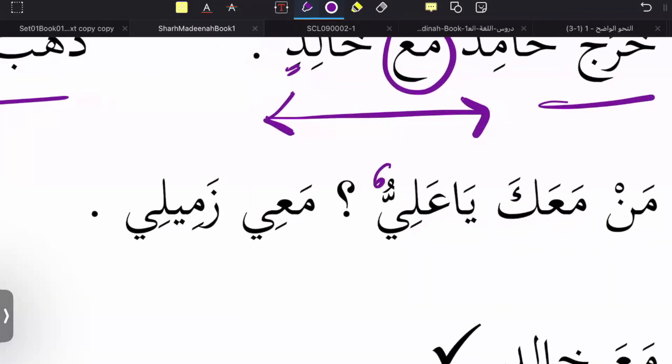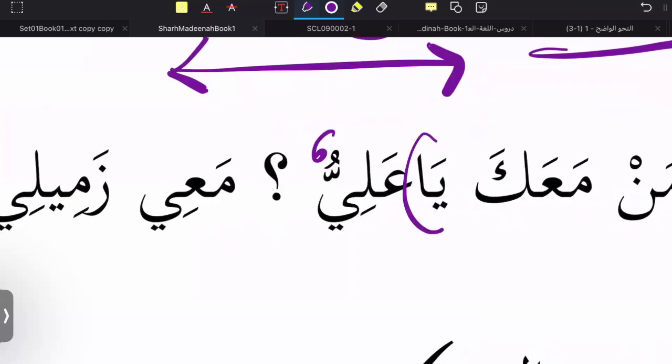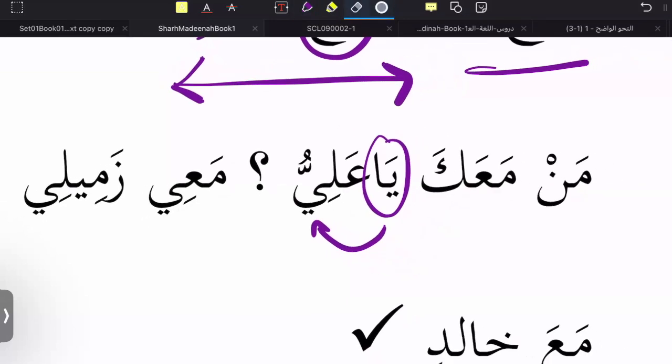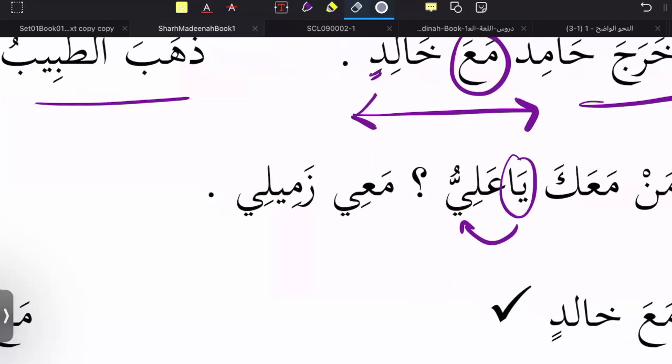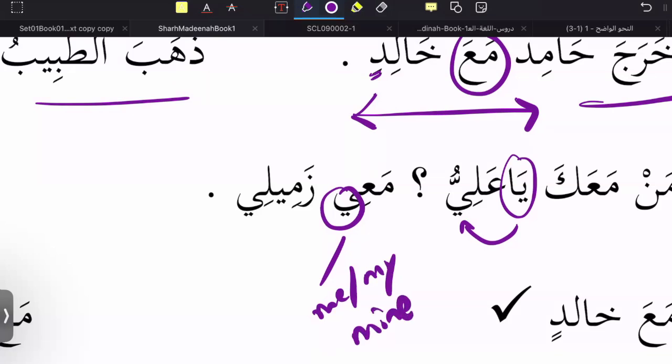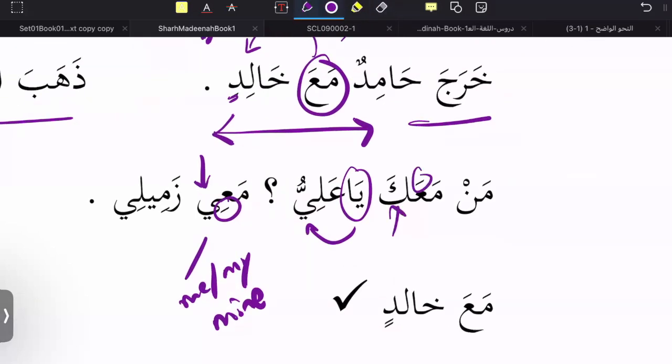Who can tell me? Did we do this one? Did we have this concept when you have ya? So after ya, remember we said we cannot have tanween. So it was Aliyun, but when you call someone with ya, then you drop the tanween. You say ya Aliyu. So you're asking who is with you, O Ali? Then you say ma'i. And remember, as soon as you add this ya, which is me, my, mine, all of these things, as soon as you add this ya of mutakallim, you must put a kasra before it. Here we didn't have to do this one, but here we have to do this one.